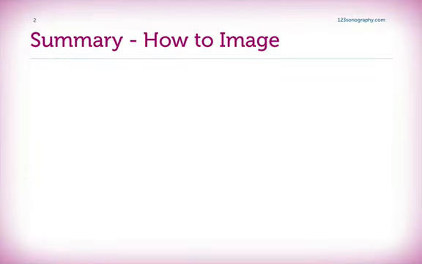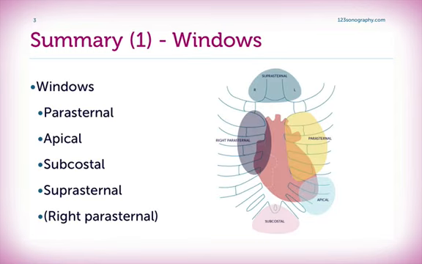So let's summarize the chapter on how to image. There are several windows from which you can view the heart: the peristernal, the apical, the subcostal, which should be performed exactly in that sequence. And then you have additional views such as the suprasternal view and the right peristernal view, which have their applications in certain clinical situations.